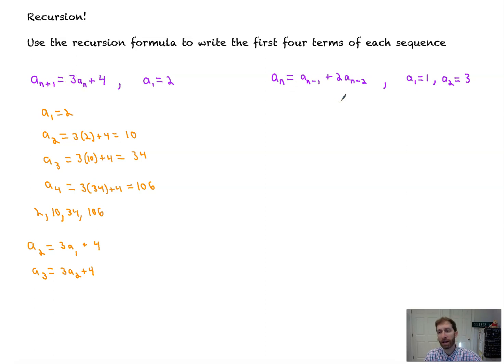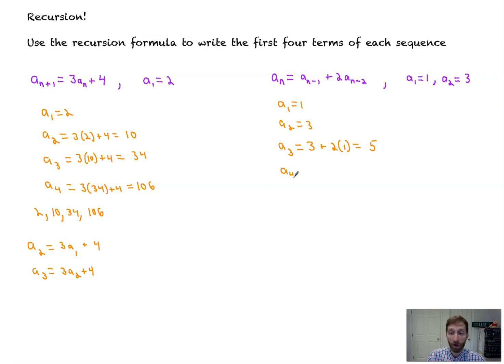In the same idea, in this one, we've got the first 2 terms, so we only need to find 2 more. A sub 1 is 1, a sub 2 is 3. This tells you the term we want is equal to 1 term ago, n minus 1, plus 2 times 2 terms ago. So a sub 3 would be equal to 1 term ago, which would be 3, that's a sub 2, plus 2 times 2 terms ago, which would be 2 times 1. And so that's equal to 5.